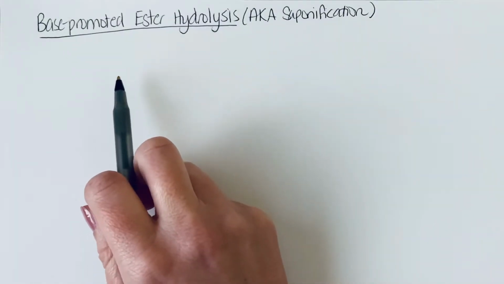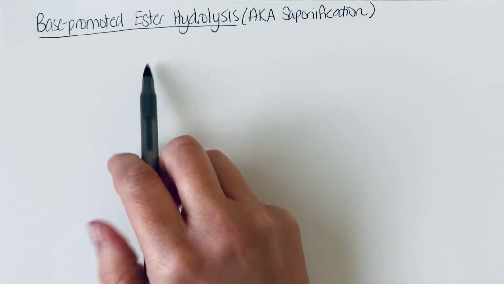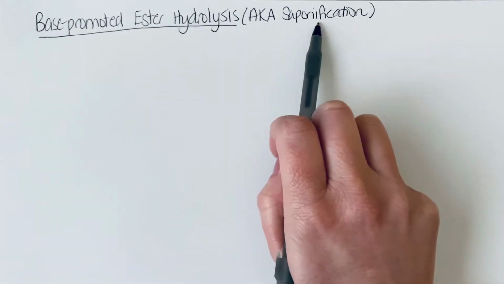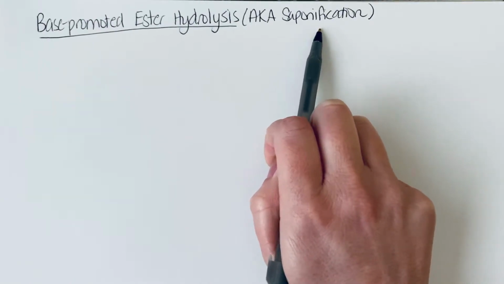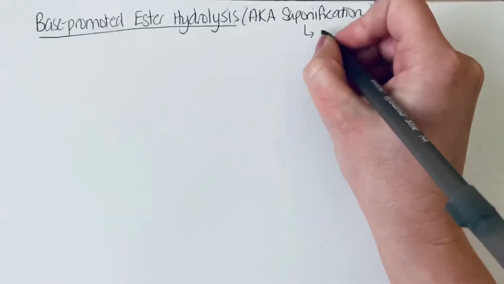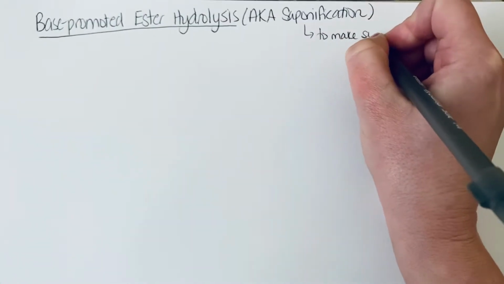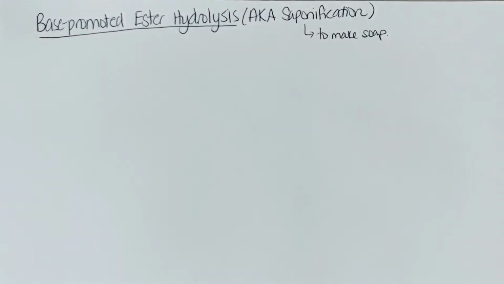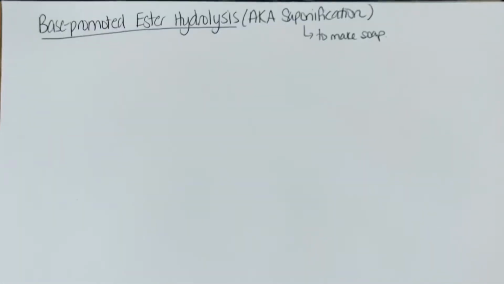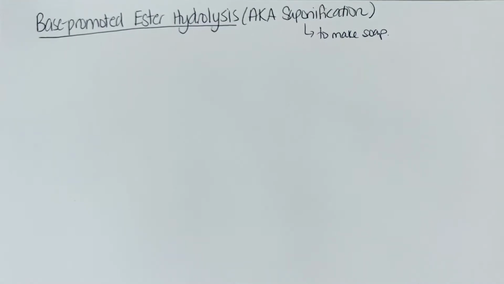In this video, we're going to take a look at the hydrolysis of an ester under basic conditions. This reaction is also known as saponification, which is related to the fact that this is the reaction that can be used to make soap. Soap is made by the base catalyzed, or base promoted, I should say, hydrolysis of long chain fatty acids, and that makes soap. So kind of a cool story.